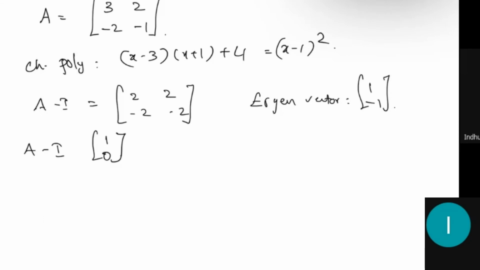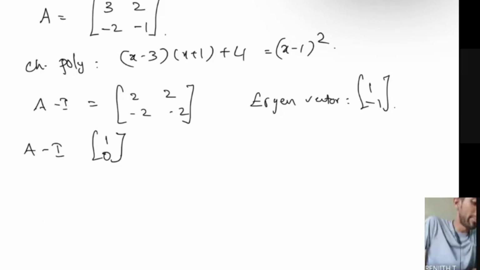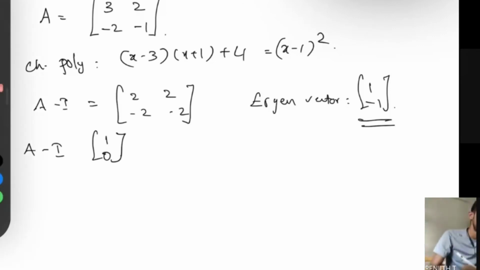Can you repeat once again, sir? Yeah. So here A minus I has nullity 1. So you will get only one eigenvector, right? Yes, sir. So only one eigenvector means it is not diagonalizable. Not diagonalizable means now you have to find a Jordan canonical form. So how to find a basis for Jordan canonical form? Do you remember?